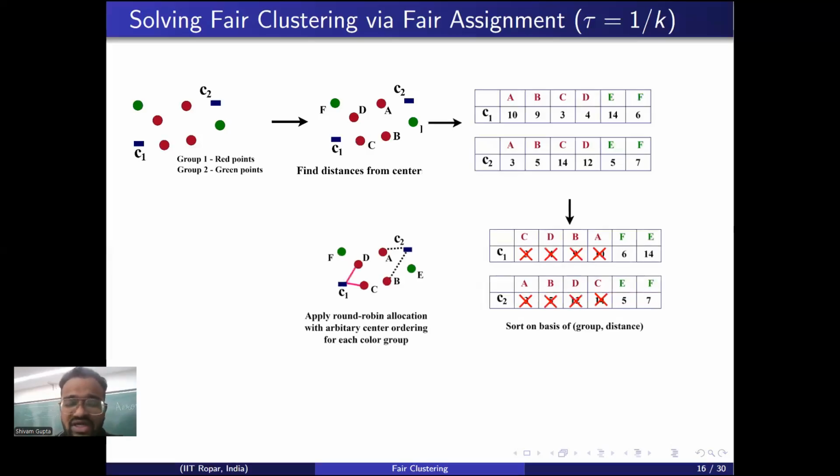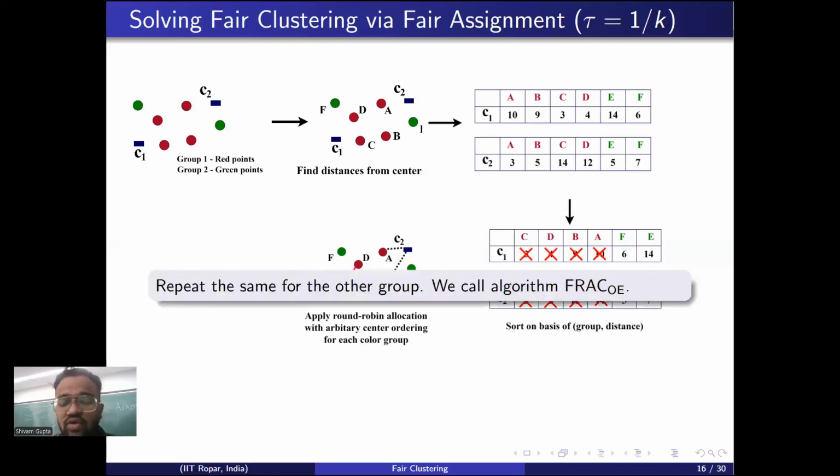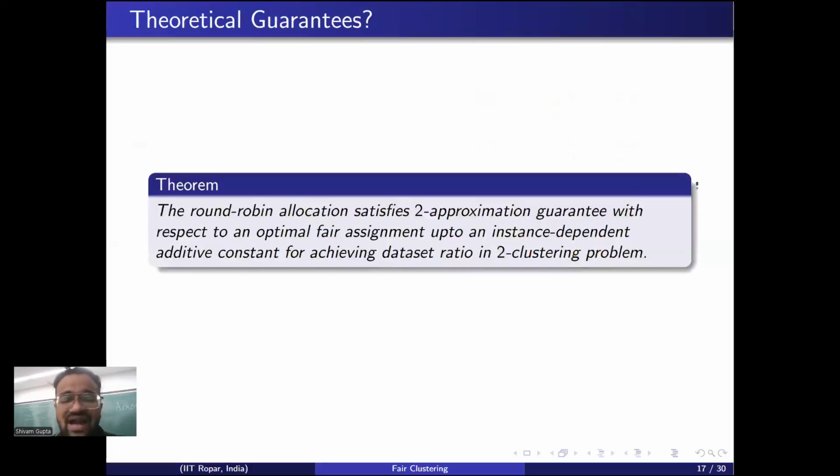In this round robin fashion, I will be assigning all the red points up to my threshold, until the point my tau ratio is fulfilled. After that, I can purely assign based on distance. After solving this problem for red points, I will go to green color. We call this algorithm FRAC OE, fair assignment over the end. And we proved that this algorithm is a two approximation algorithm.